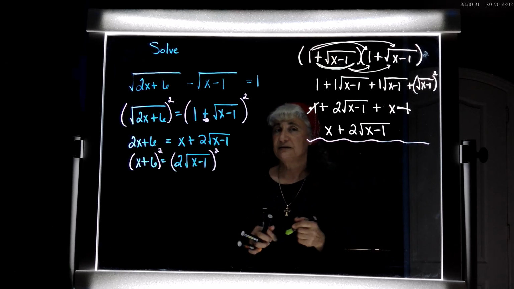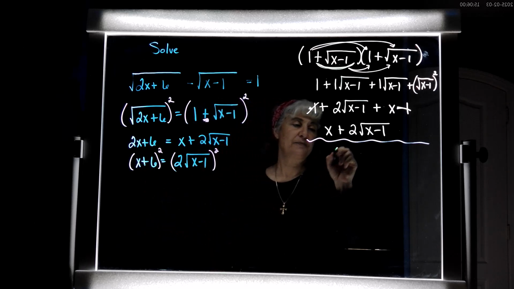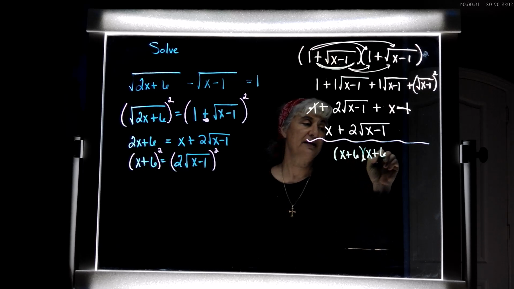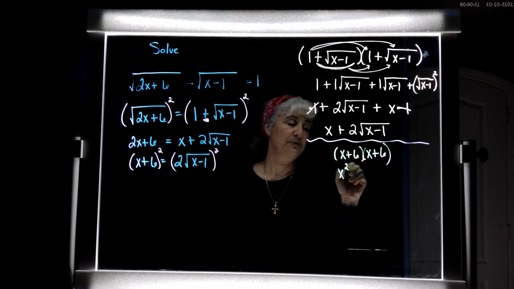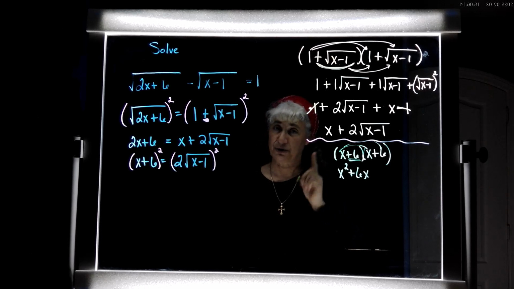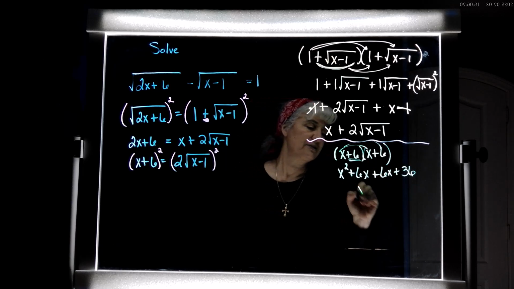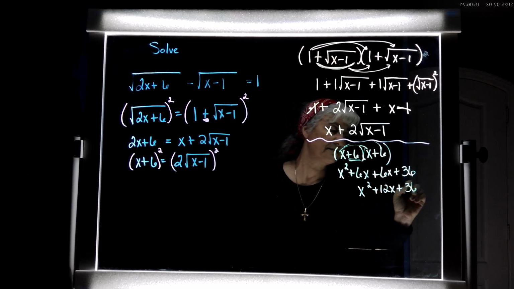Do some side work. Remember, this is an addition problem. It's going to make you do it the long way. You're going to have to write x plus 6 out twice and do your distribution. So you're going to get x squared plus 6x, right? And then you're going to have to distribute the plus 6, agreed? So plus 6x plus 36, yes? So x squared plus 12x plus 36.